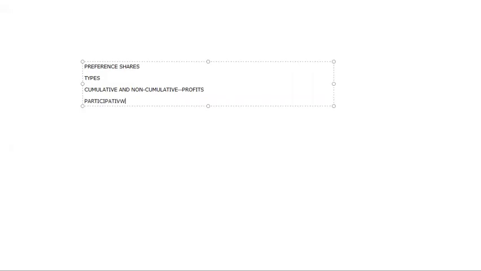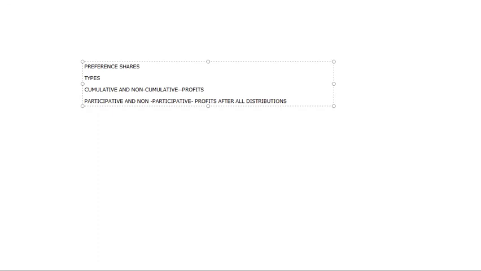Next comes participative and non-participative. This is also all about profits only, but these are profits after all distributions. So what is this? I'll tell you. Profits after all distributions.